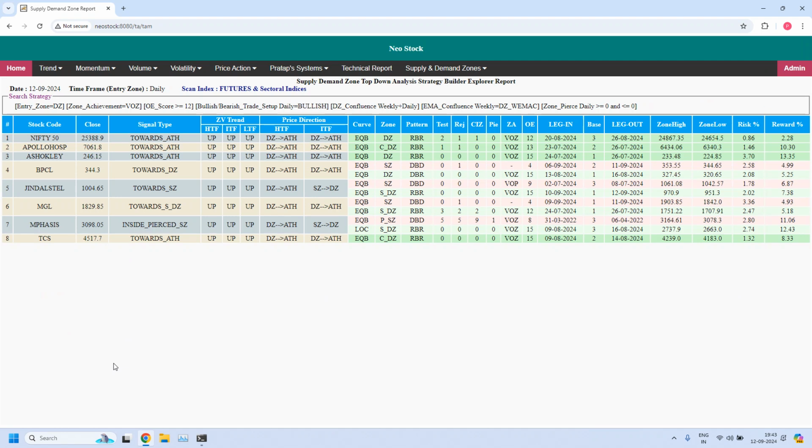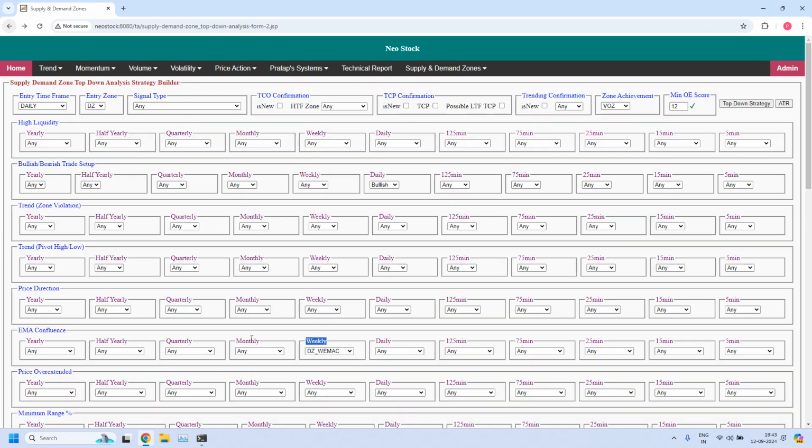Now 8 stocks are filtered, and these 8 stocks are supporting bullish trade setup for monthly income trade, and the daily zones are part of the weekly zones. That is ITF zone confluence, and all those weekly zones are having weekly EMA confluence. So this is the way we got 8 stocks. Now let's look for another set of reports, that is LTF, ITF, HTF zone confluence.